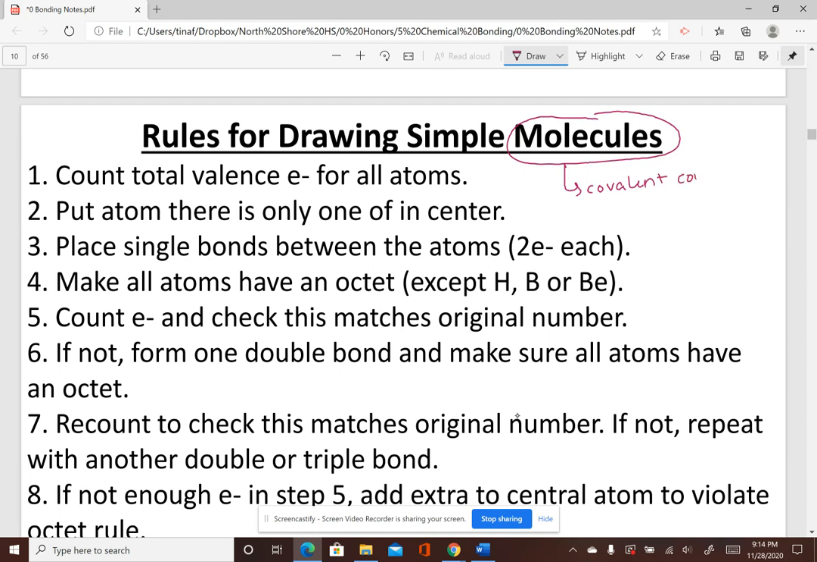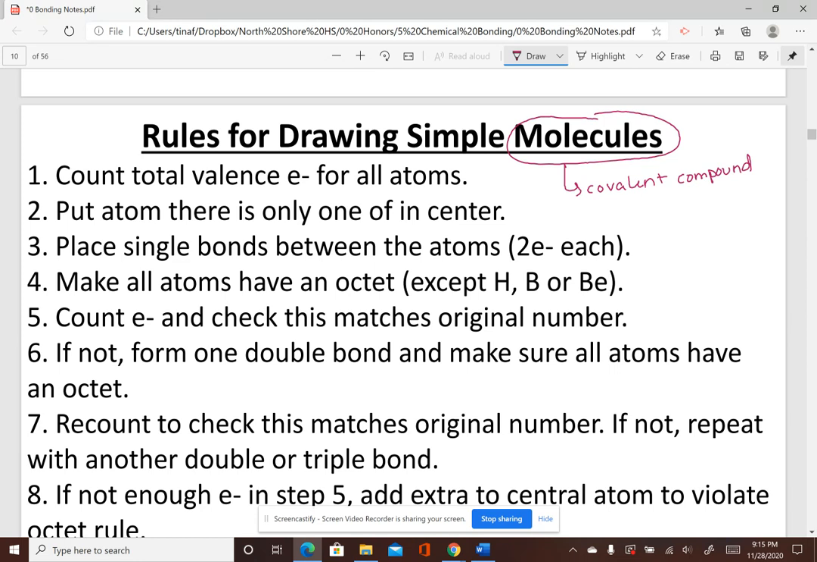A lot of times, just like with the word substance, probably in years before this, we've used the word substance to describe everything. Now we know that substance is something very specific. It's the same thing with molecules. Not everything is a molecule. You can't call NaCl a molecule. You can only call a compound a molecule if it's made up of covalent bonds. It has only nonmetals in it.